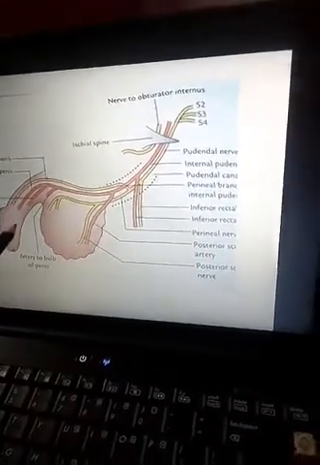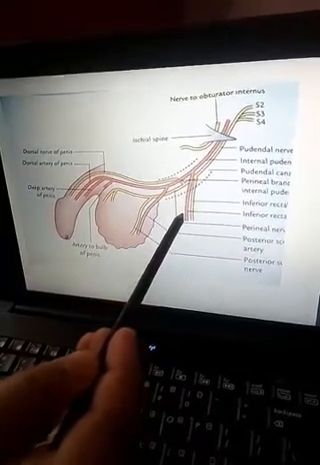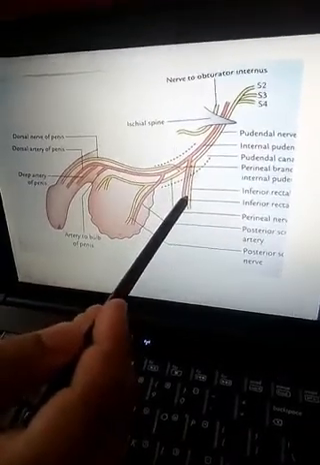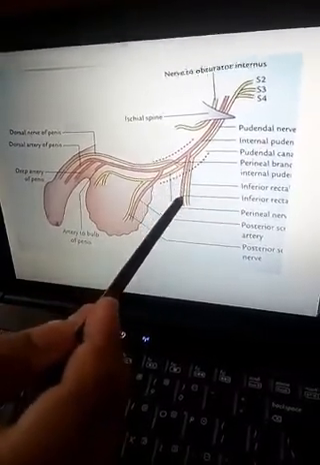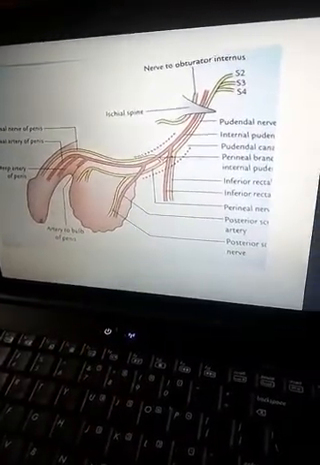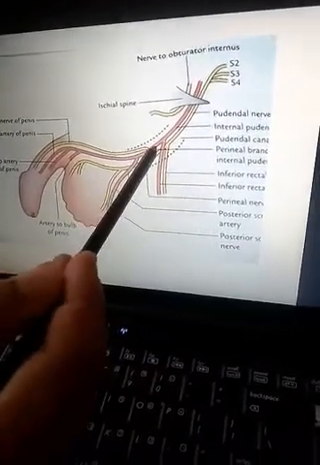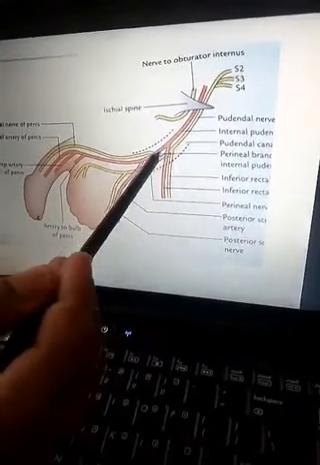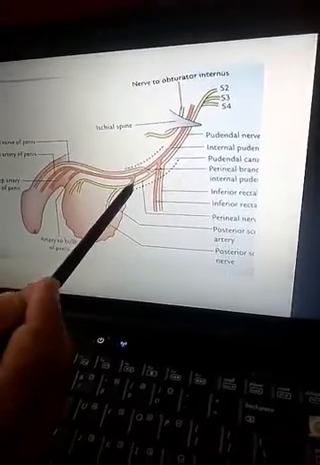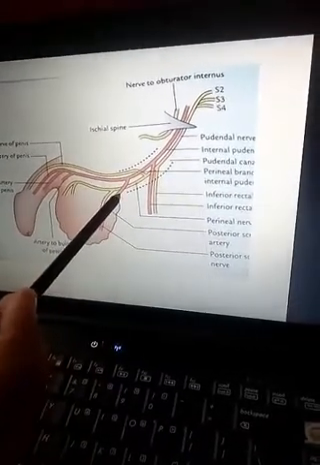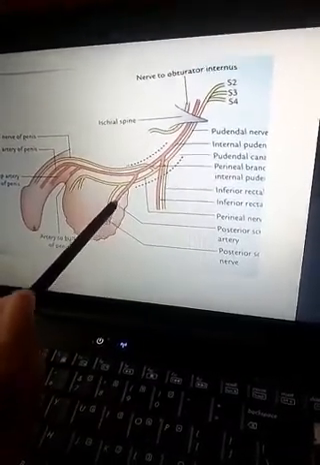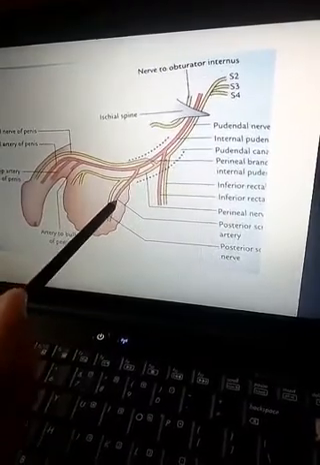Now its branches. The first branch is the inferior rectal artery, which arises in the pudendal canal, accompanies the inferior rectal nerve, and traverses across the ischiorectal fossa to supply the structures in the perineal and perianal region. Another branch is the perineal branch. It arises in the anterior part of the canal, pierces the perineal membrane to enter the superficial perineal pouch, where it divides into the transverse perineal artery and two posterior scrotal or labial arteries.